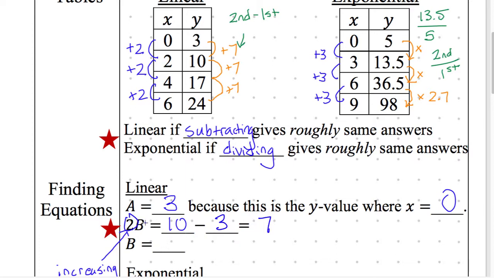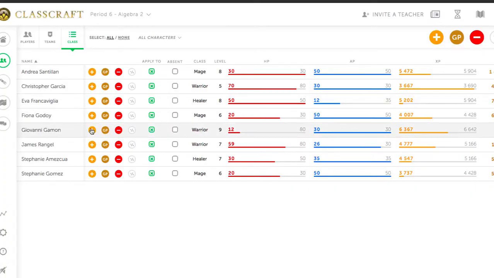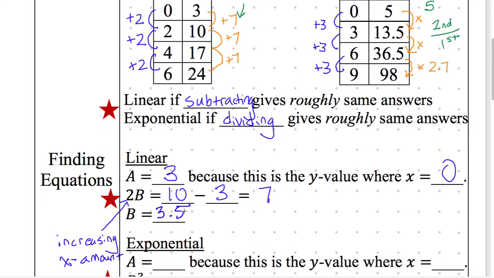Wait, what? So right now I have this equation, 2b is equal to 7, right? How do I solve for b? I want b by itself. So 2b is equal to 7, divide by 2, and I get 3.5. Thank you, Gio. This common difference, this b, is 3.5.